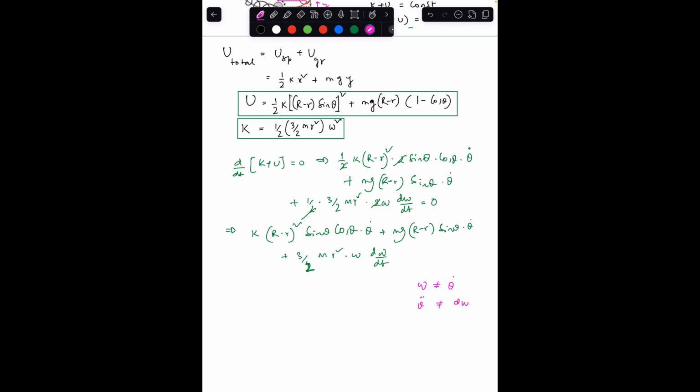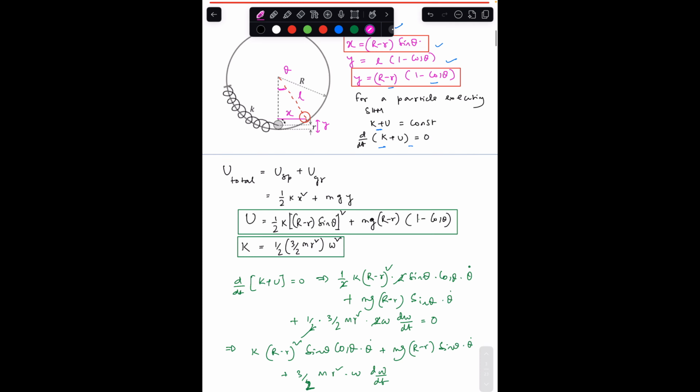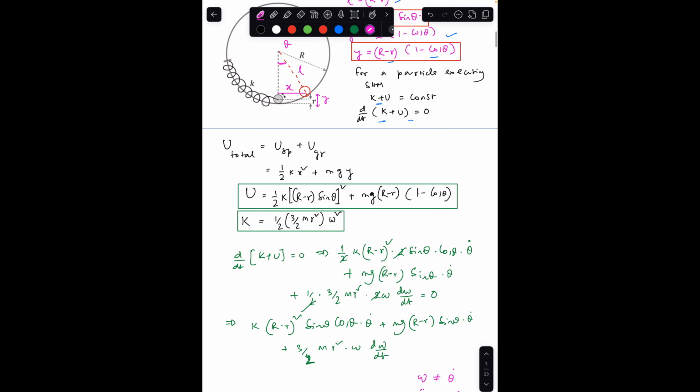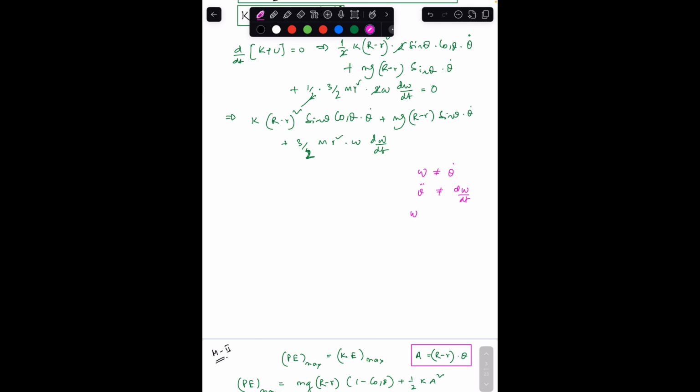Same understanding here. We have to be very, very careful. So what is the relation between them? We have already seen the relationship between them. So omega is equal to (capital R minus small r) divided by small r into theta dot. Similarly, d omega/dt will also be equal to (capital R minus small r) by small r into theta double dot. Now I am approximating for small theta.